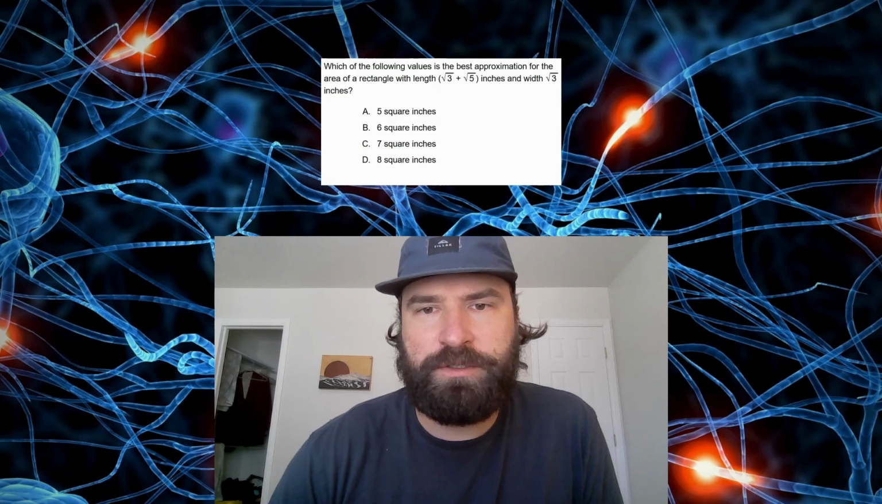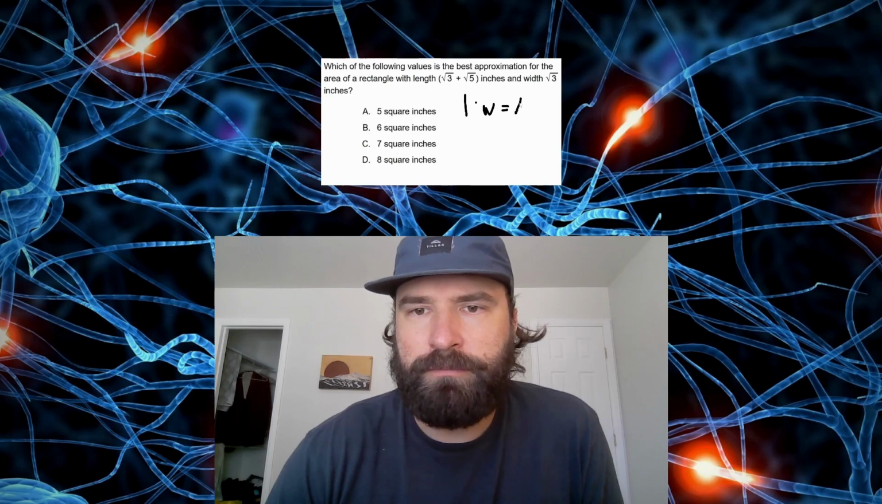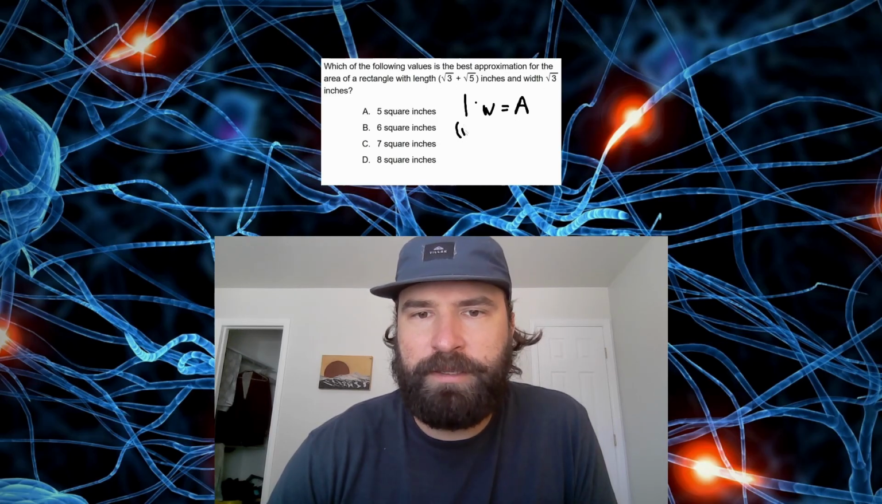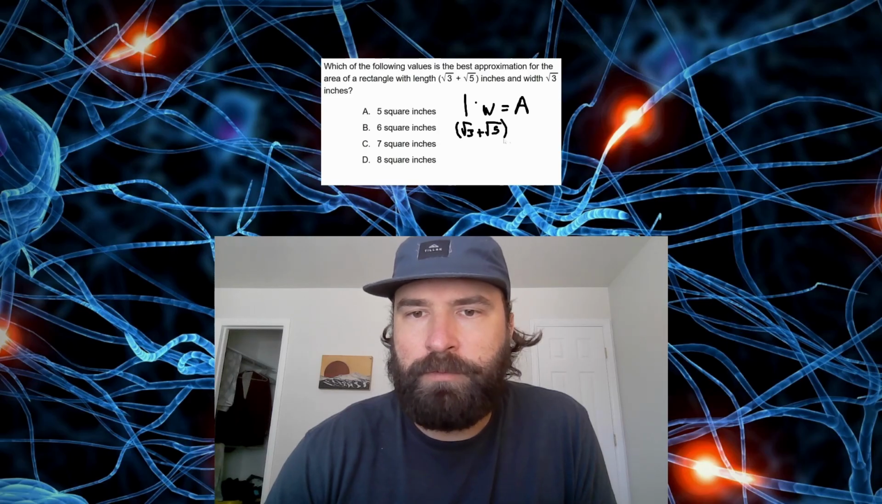So important to this question is the formula for area, because that's what we're trying to approximate, which is length times width equals area. We're given a length and a width, so if we write that out, the length is root 3 plus root 5. And then we're going to be multiplying that by the width, which is the square root of 3.